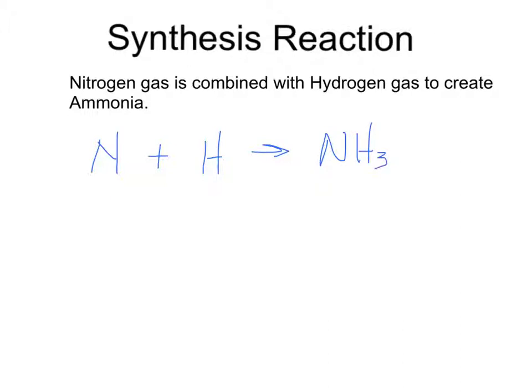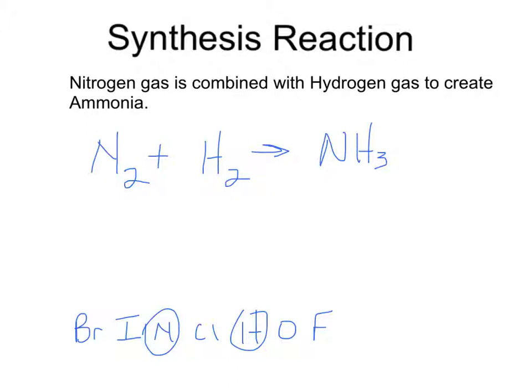Okay? Now, we have to remember here that whenever I have elements that are sitting here by themselves like this, I have to go Mr. Brinkelhoff. Brinkelhoff, let's see, that would be bromine, iodine, nitrogen, chlorine, hydrogen, oxygen, and fluorine. So right off the bat I can see that nitrogen and hydrogen are part of Brinkelhoff, so I know that they are diatomic molecules, and I have to write this. Now what this shows here is that I have these two elements here combining to form just one element.